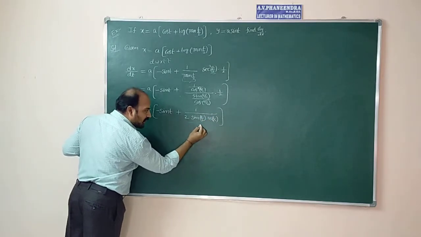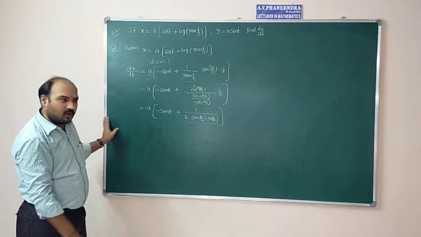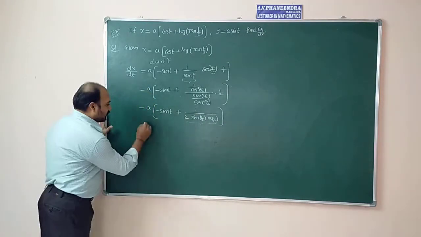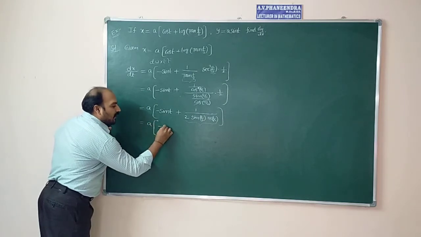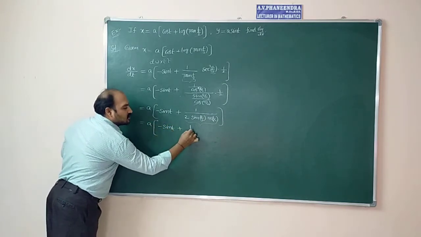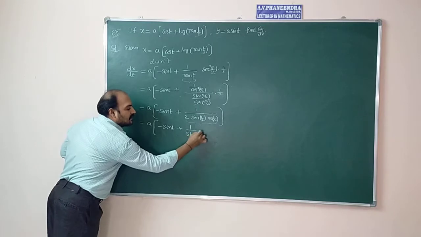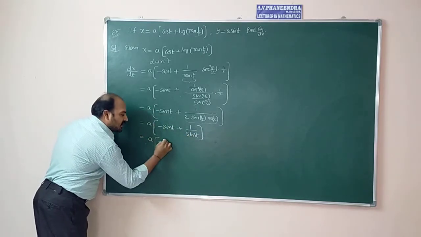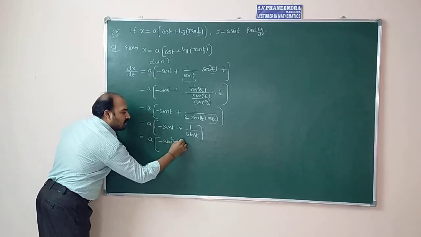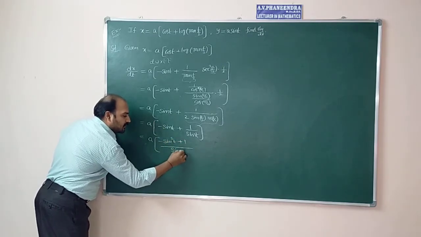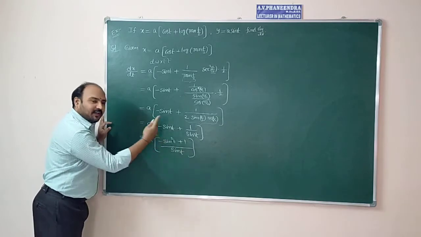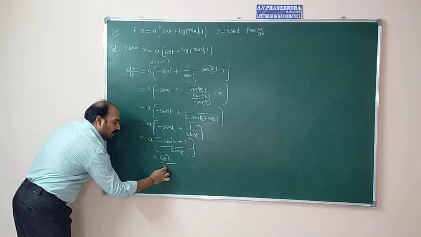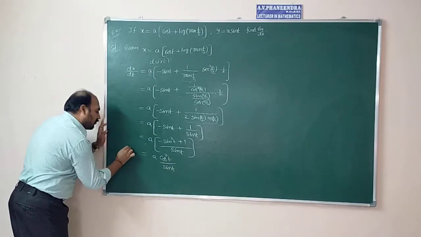We know from the half angle formula that 2 sin a by 2 cos a by 2 is sin a. So 2 sin t by 2 cos t by 2 is sin t, which is equal to a into minus sin t plus 1 by sin t. Take LCM. A into sin t into minus sin square t plus 1 divided by sin t. 1 minus sin square t is cos square t. So a into cos square t divided by sin t. This is the value of dx by dt.